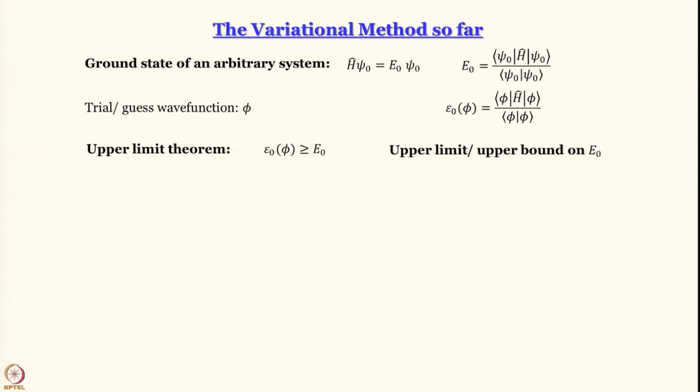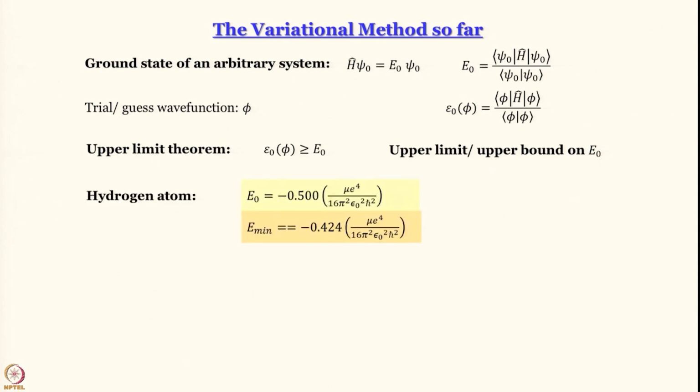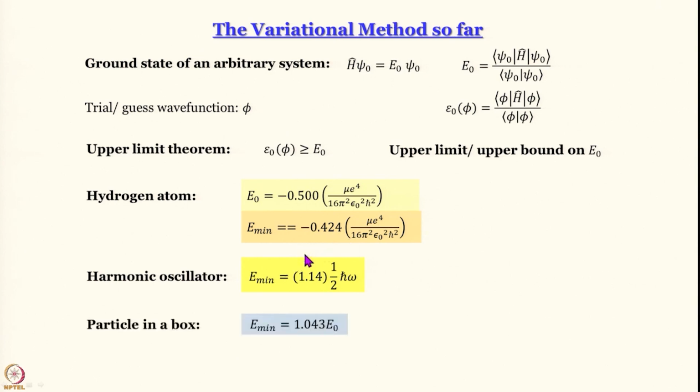I will not say once again all these H psi equal to E psi kind of thing, but we have studied the upper limit theorem, we have used it, and I will show you the results once again to refresh your memories. For the hydrogen atom, using the upper limit theorem, we have calculated an energy, and the peril of copy paste, the second equal to sign is still there. We have obtained a value of 0.424, whereas the actual value is minus 0.5 for the hydrogen atom. For the harmonic oscillator, we have a deviation of about 14%, and for the particle in a box using a weird wave function, we have got a deviation of about 4%.